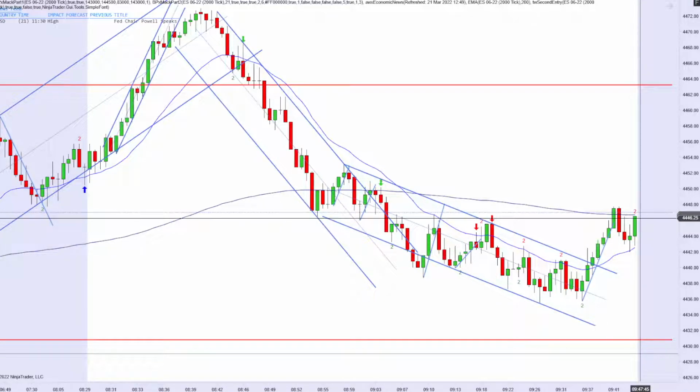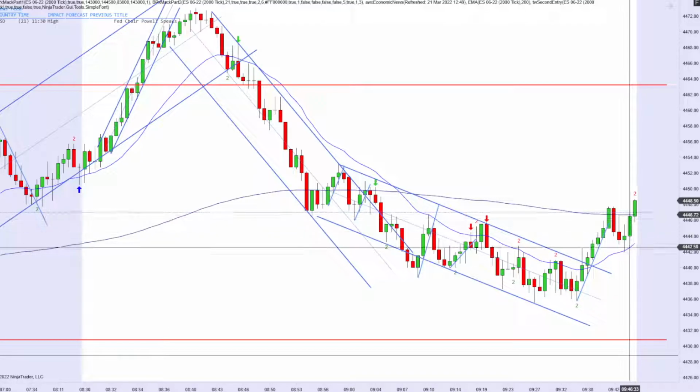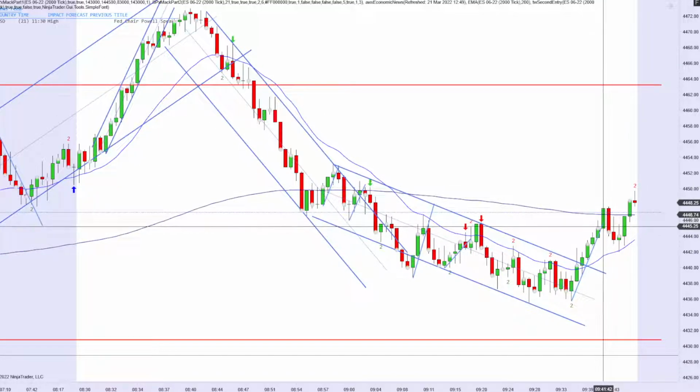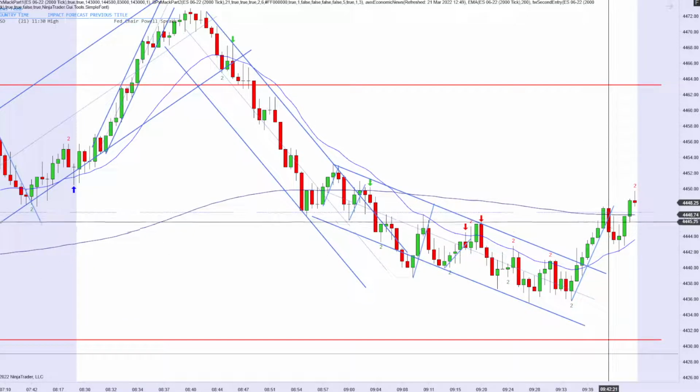Prices push up, looking for that second entry short to come back. Prices to come back down to the EMA and get that failed second entry short, and we just don't get it. Prices continue to kind of push up here. This short-term trend was still in play.